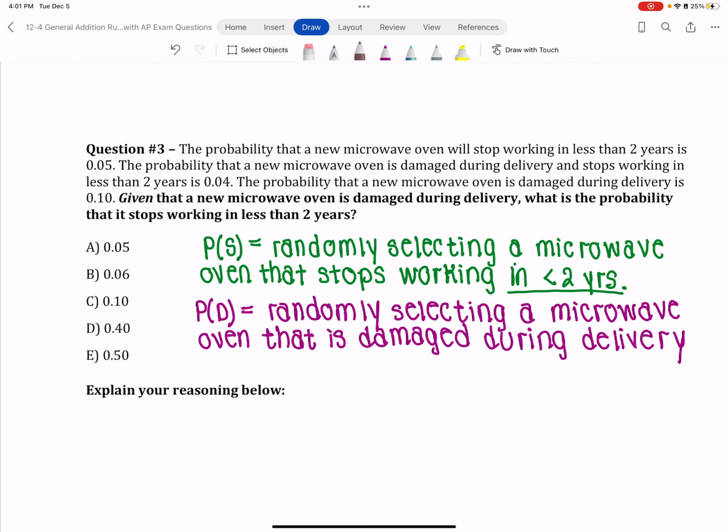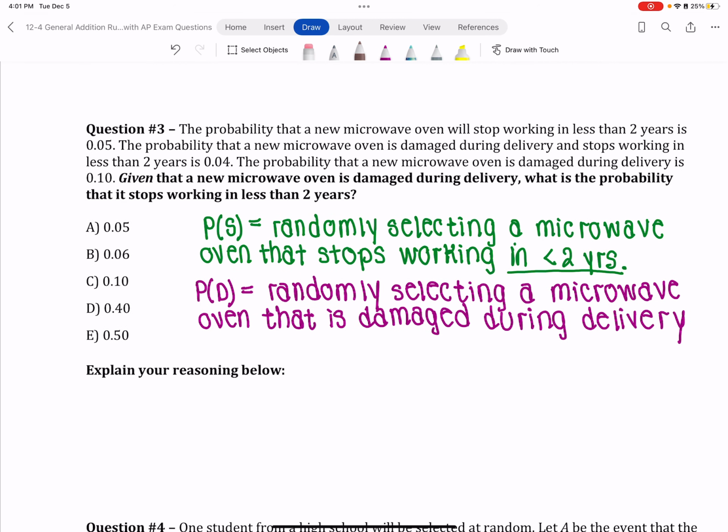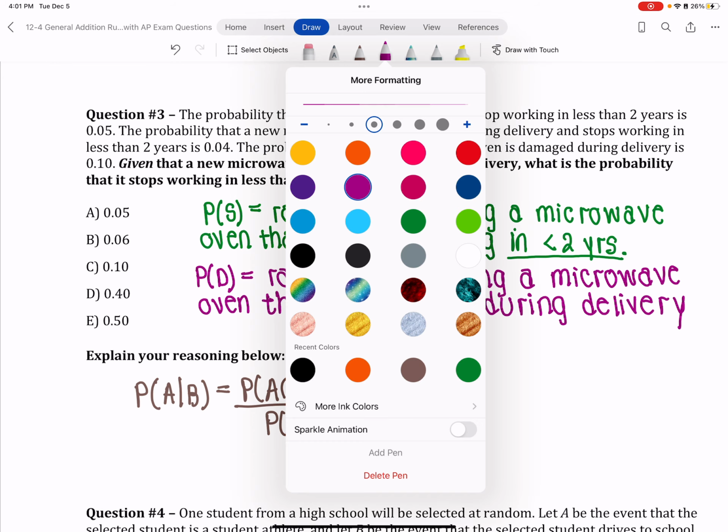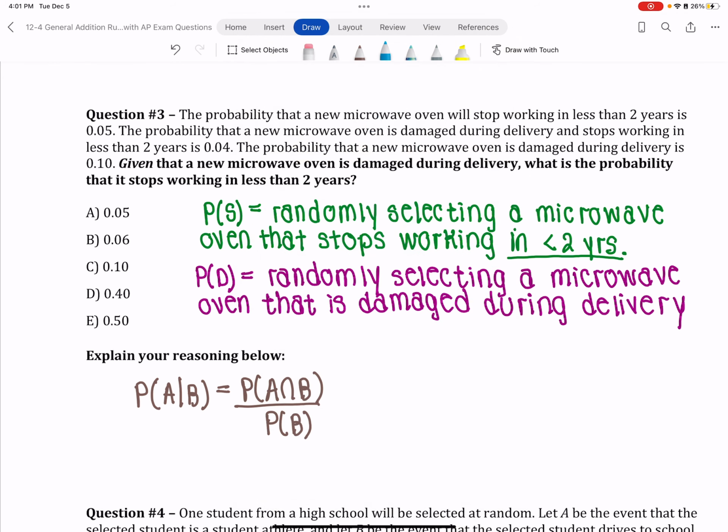And if we remember, our general conditional probability formula is probability of A given probability of B is equal to probability of A and B happening divided by the probability of B. So the given is always in our denominator. And in this case, I'm just going to rewrite it so that it matches our letters. So the given part is that it is damaged during delivery. So this part over here is our given.